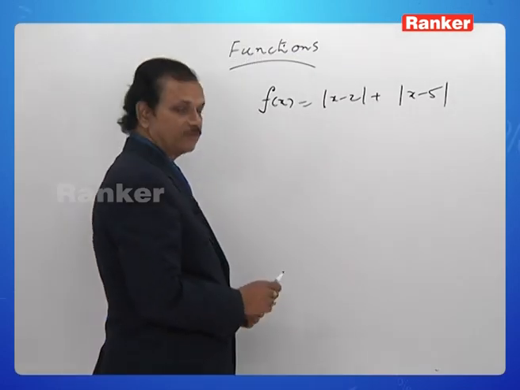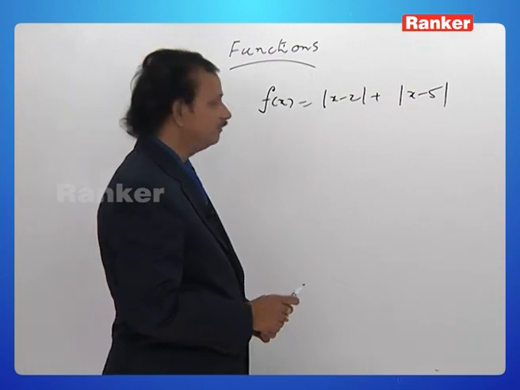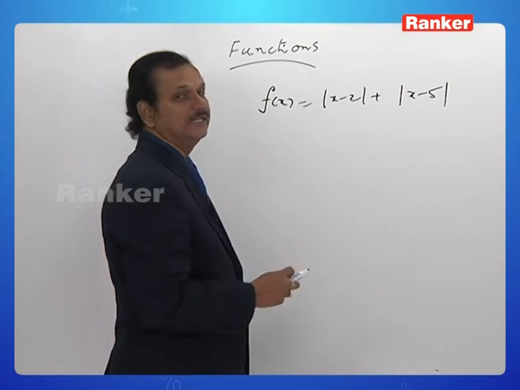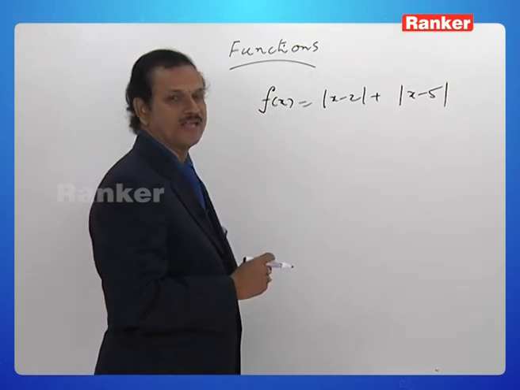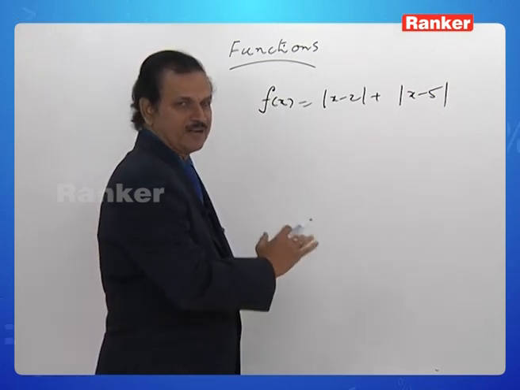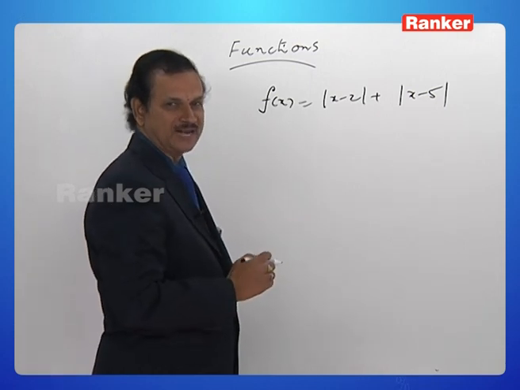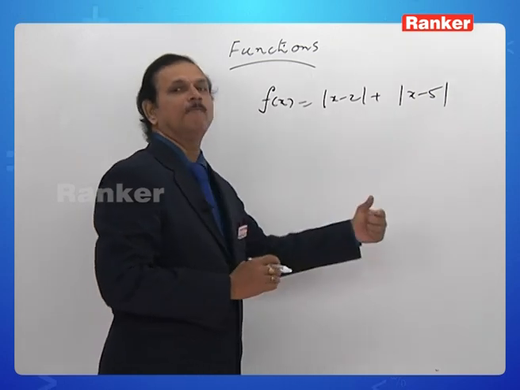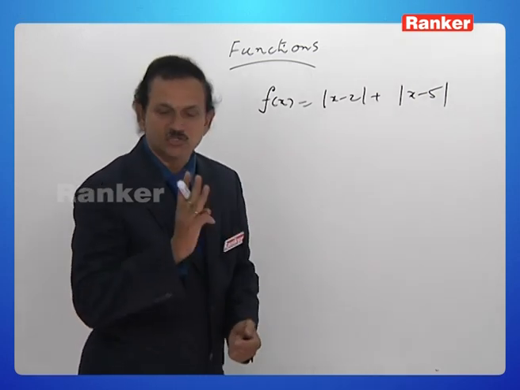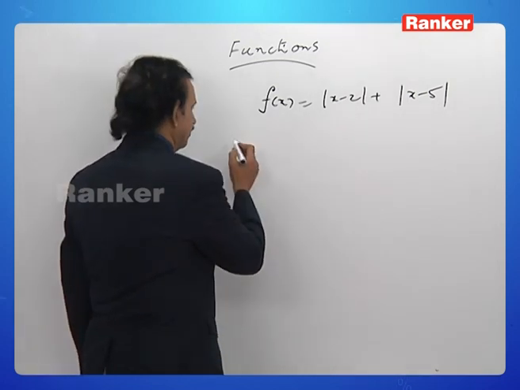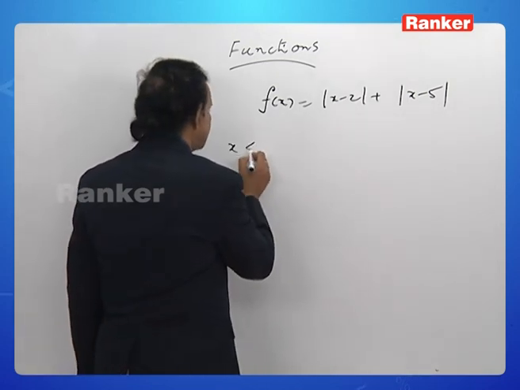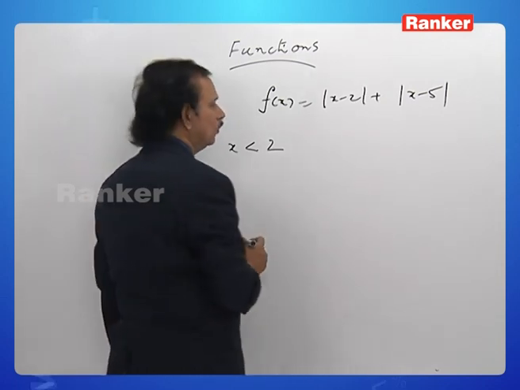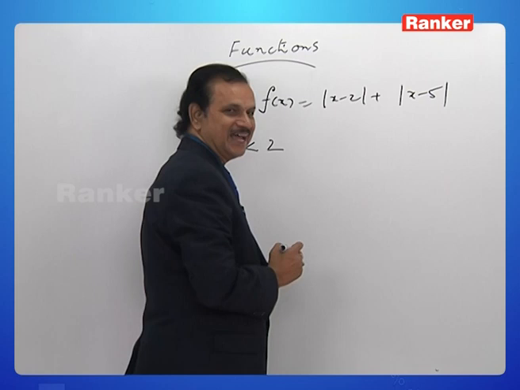Here, one should keep one particular thing in mind. F of x is equal to mod x minus 2 plus mod x minus 5. It is necessary for us to observe the nature of f of x at different places on the real number line: behind 2, between 2 and 5, beyond 5. Altogether, 3 cases will arise. Let us observe what happens when x is less than 2. What happens?